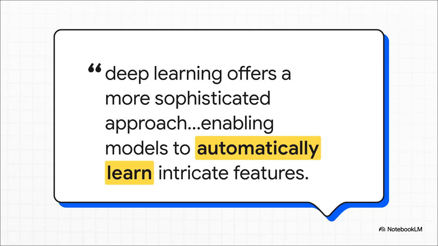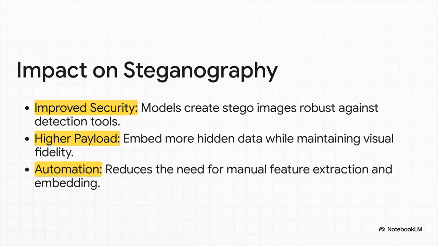But, you guessed it, this is where deep learning completely changes the game. I mean, the source material says it perfectly. Deep learning models can automatically figure out these incredibly complex and subtle ways to hide data, and then pull it back out again. And the impact here is just huge.